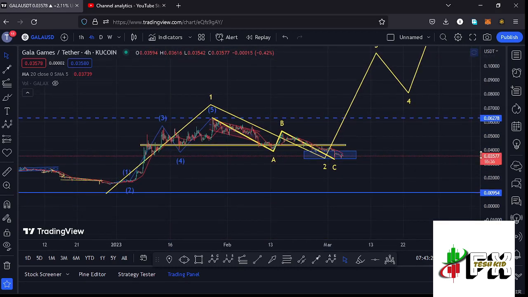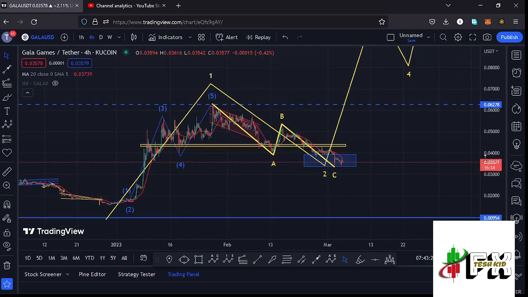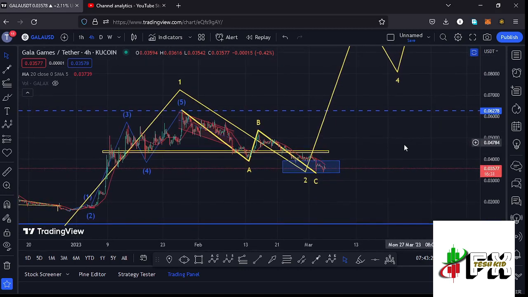And for us to get back into the formation of that wave 3, there are key moves that we need to continue watching, and the first one is a break above the 20-day MA.